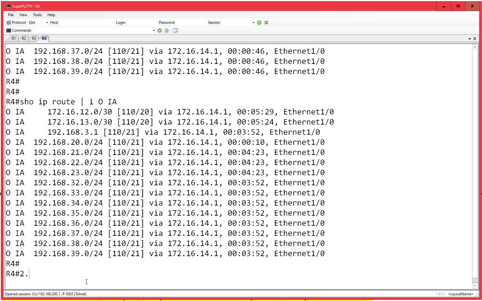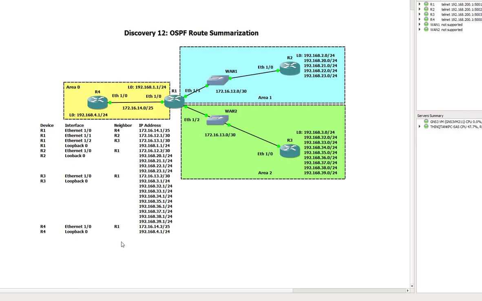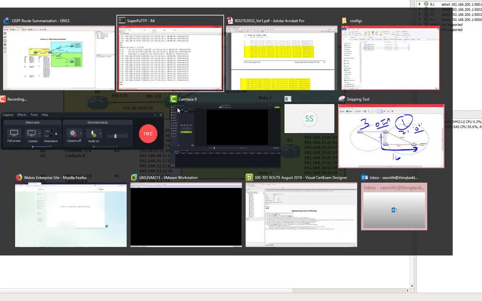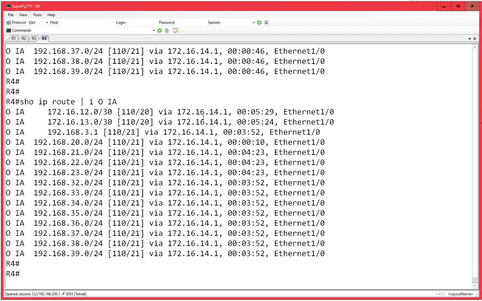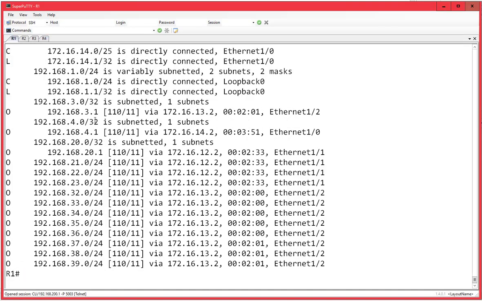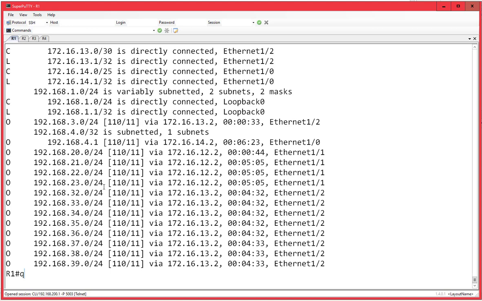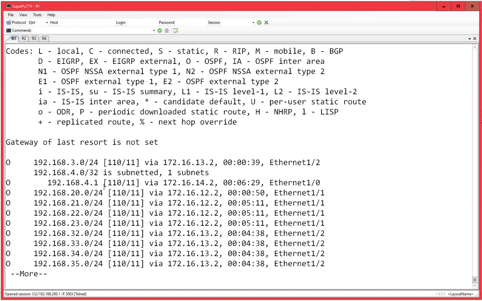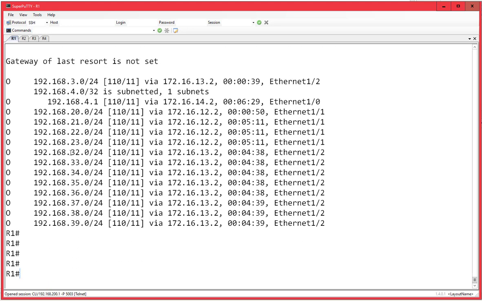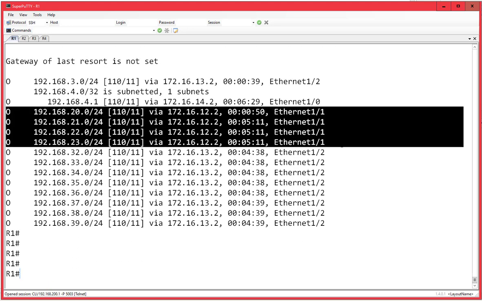I was looking at the next hop there. That was interesting, but kind of makes sense. The next hop is, in fact, router 1, so it's going to be the 172.16.14.1 address that we have here. If I look at this from router 1's perspective, let's go back to router 1 and do show IP route OSPF. We can see the O routes here. These are the routes coming from router 2, right here, and these are the routes coming from router 3.